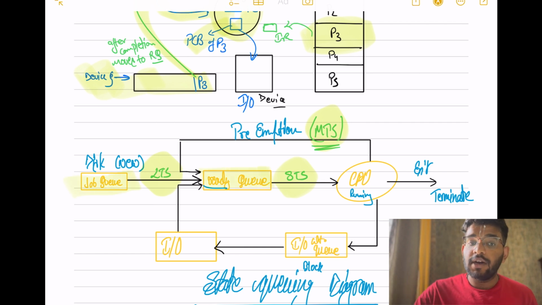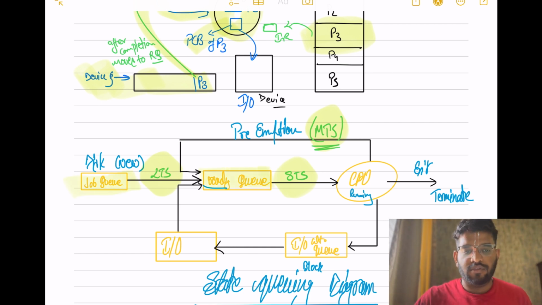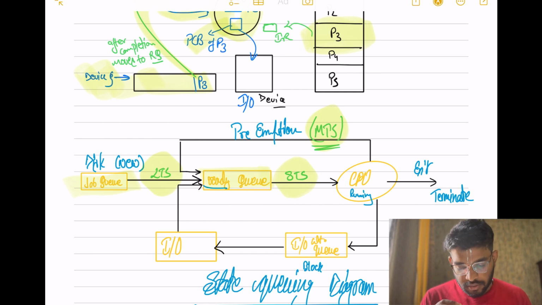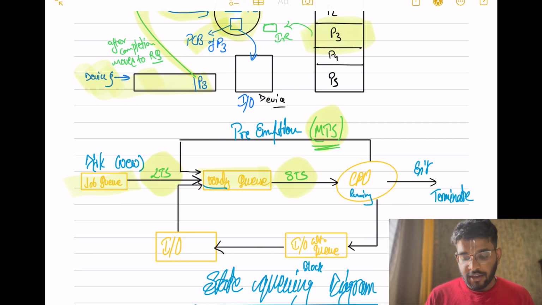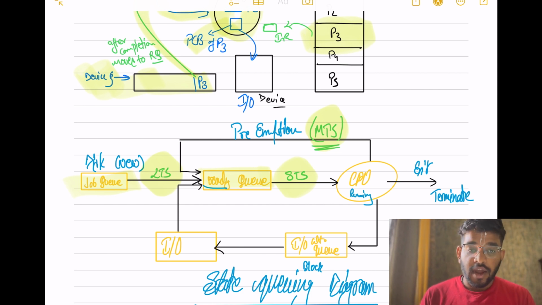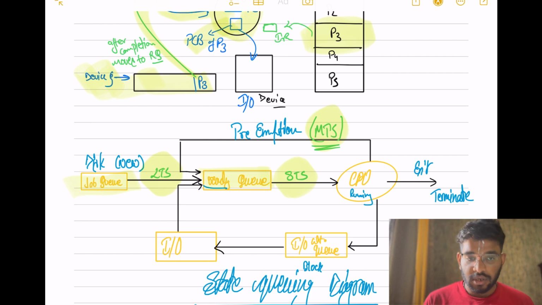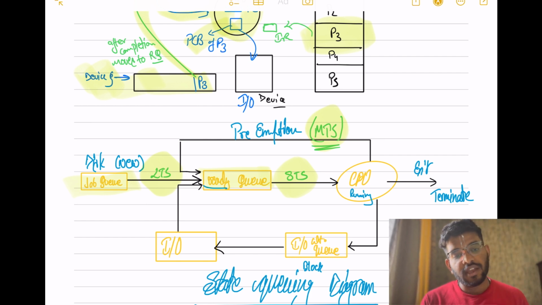Job queue is present in secondary storage. A ready queue is present in main memory, and a job that moves from job queue to ready queue is done by the long term scheduler, and ready queue to CPU is done by the short term scheduler. And if a process is running and gets preempted, that is managed by the mid-term scheduler. Mid-term scheduler's work is to get that process ready again for execution.